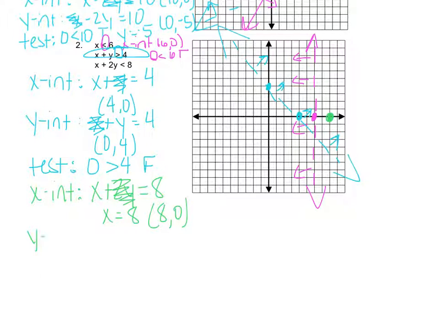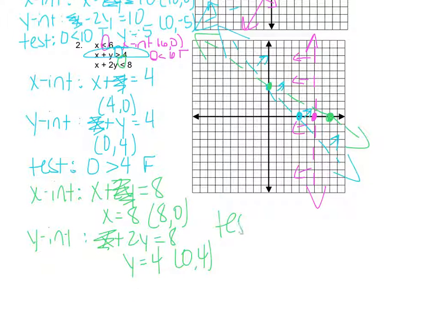And then finding the y-intercept. x is 0, so y would equal 4. So 0, 4. And then looking back at your inequality, it's just less than, so it doesn't include the points on the line. So you will have a dotted line. And plugging in your test point, you're going to get 0 is less than 8, which is true. So I would need to shade below.